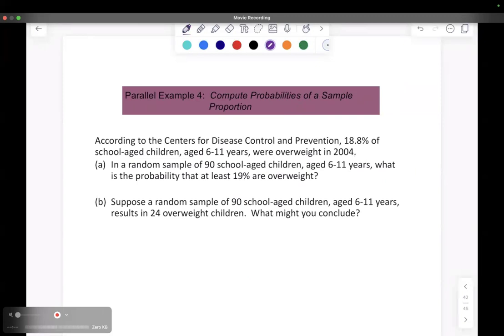According to the Centers for Disease Control and Prevention, 18.8% of school children aged 6 to 11 were overweight in 2004. In a random sample of 90 school-aged children aged 6 to 11, what's the probability that at least 19% are overweight? The first thing we need to do is find our mean and our new standard deviation. So mu sub p hat is going to be 0.188, because that's what they gave us as our population mean. So you just use what they gave you.